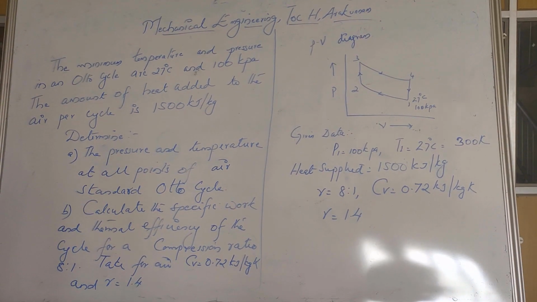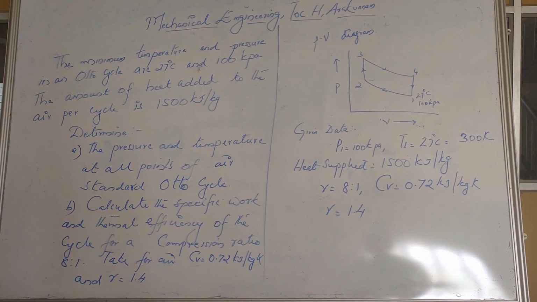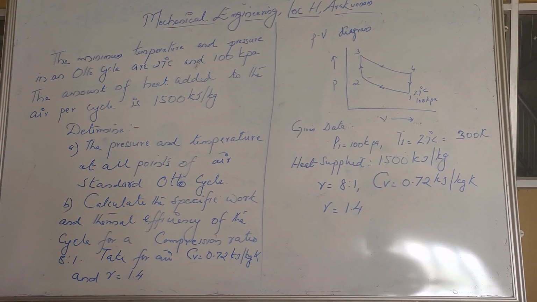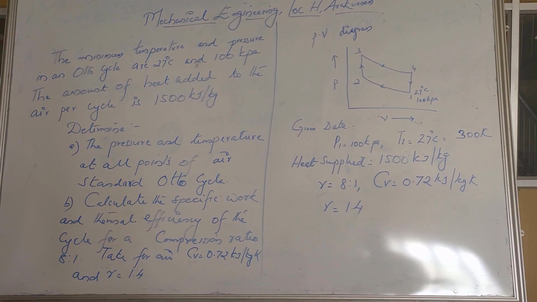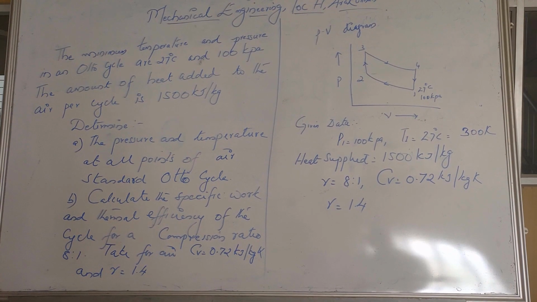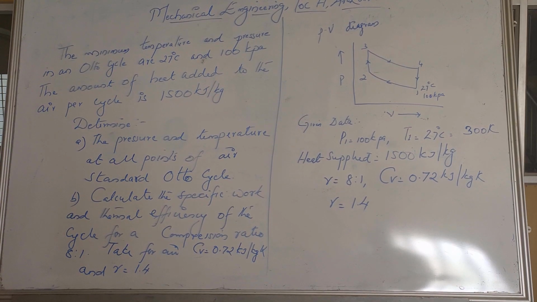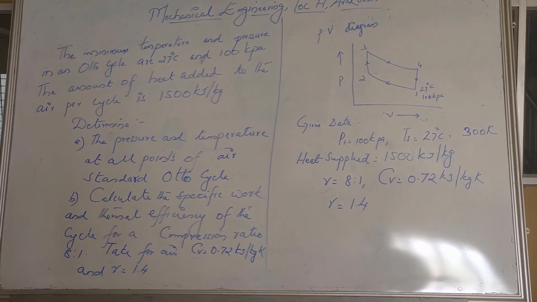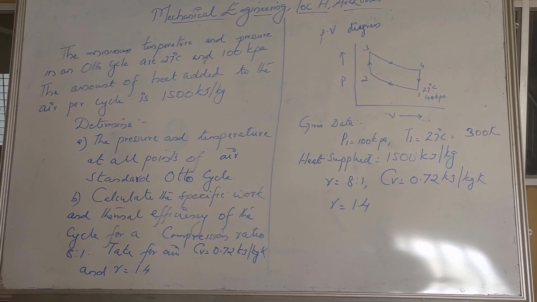Now we are going to do a numerical on Otto cycle. As you are aware, Otto cycle is a constant volume process. So keep in mind that heat addition and heat rejection take place at constant volume. And the volumes at points 2 and 1, and 3 and 4 are the same. So V1 will be equal to V4, V2 will be equal to V3. Now keeping this in mind, we are going to do a numerical.